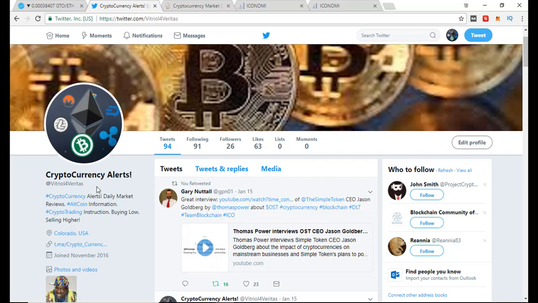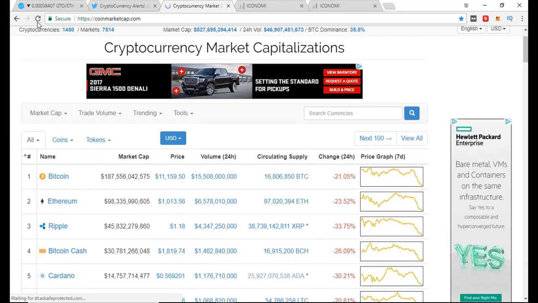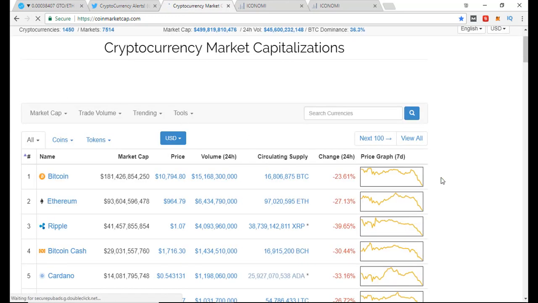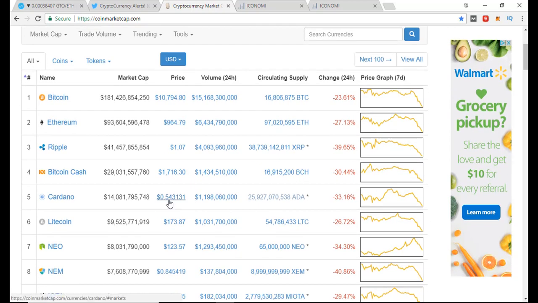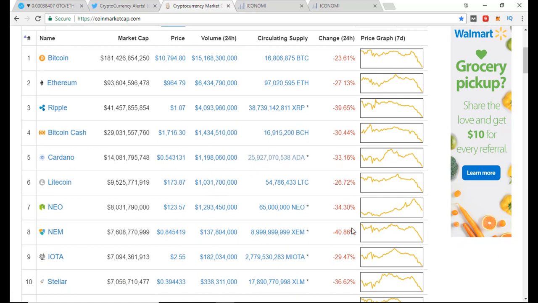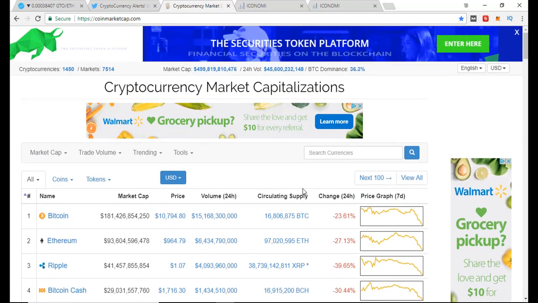So we'll go check out the markets really quick, and it has been a brutal day. Brutal, and it's incredible. Like 23 Bitcoin, 10,794. Ethereum's like $400 off. Look at Ripple, $1.07. Cardano down to 54 cents. Litecoin, 100. Oh man. The list goes on and on. 40, 34, 29. These are the big names. There's a massive sell-off going on.